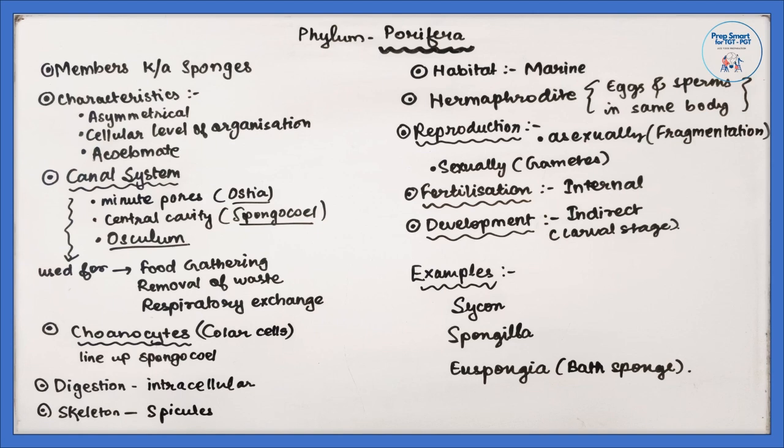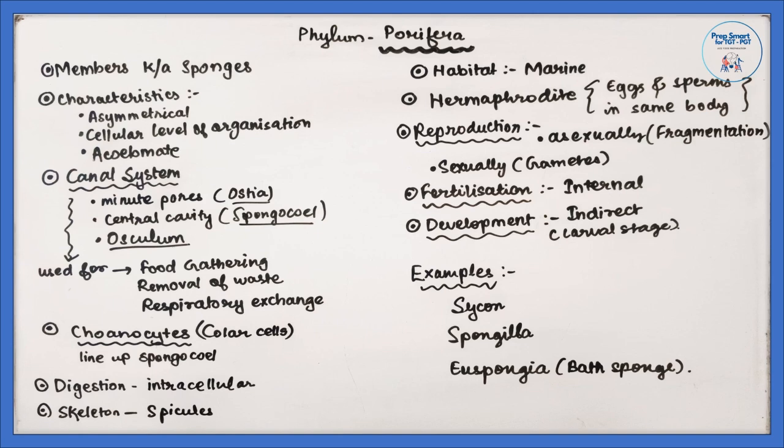Choanocytes are basically lined up in the spongocoel. These are also called collar cells. Digestion is intracellular. The skeleton's presence is marked by the presence of spicules. The individuals are hermaphrodite, that is the eggs and sperms are present in the same body. They show both asexual and sexual reproduction. Asexual reproduction mainly occurs by budding or fragmentation, and sexual reproduction mainly occurs by formation of gametes with the help of archaeocytes, or sometimes through collar cells also.